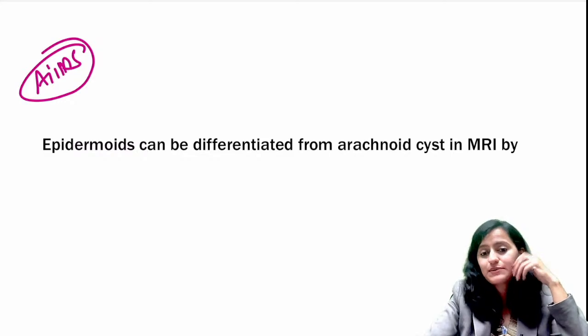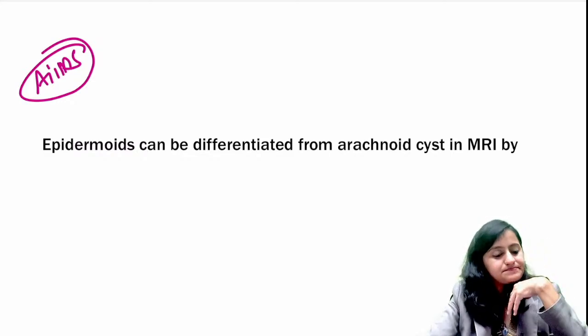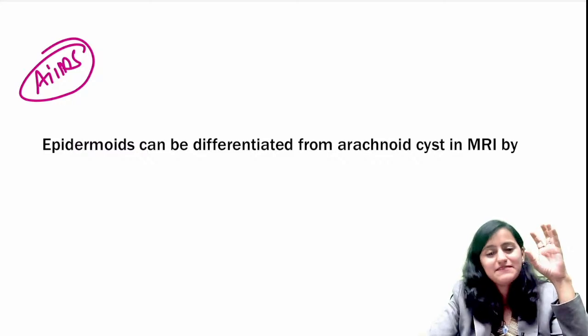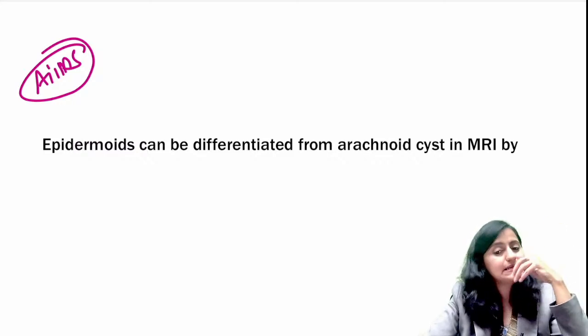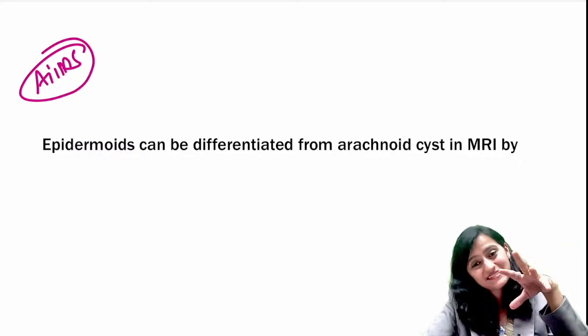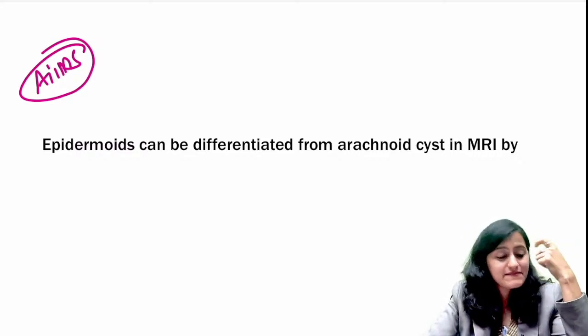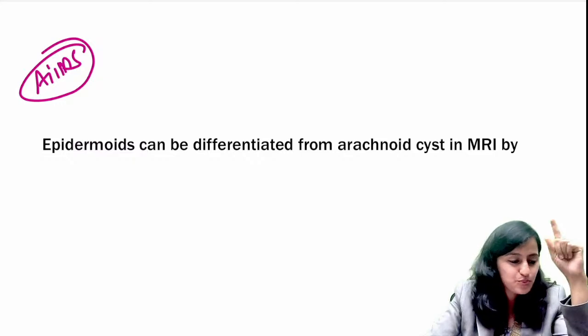What MRI sequence can help us to differentiate this? T1, T2 won't. Both of them are cysts, right? They will have a fluid component, so T1 and T2 will be similar. So which do we use? Very good. One is FLAIR.